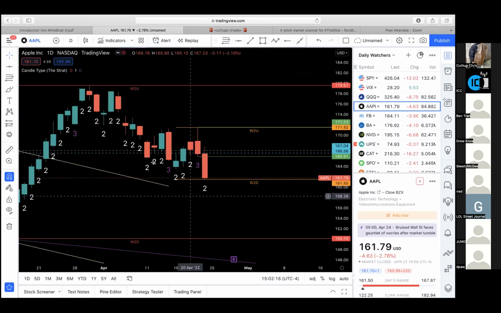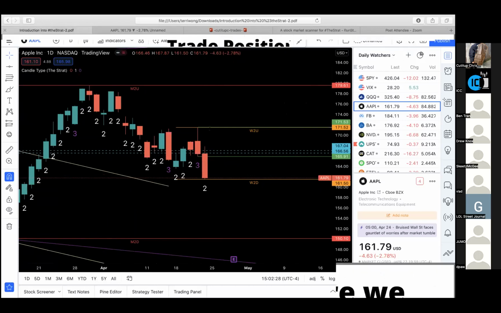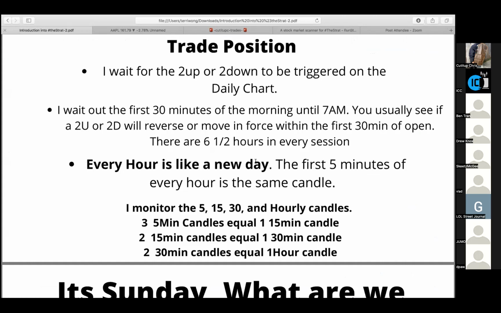So basically, if it doesn't trigger a 2 on either side, that's our first indicator of direction of the day, and that's what we wait for. And then we watch the hourly, because every hour is like a new day. We watch the hourly, and we watch the 5, the 15, and the 30.